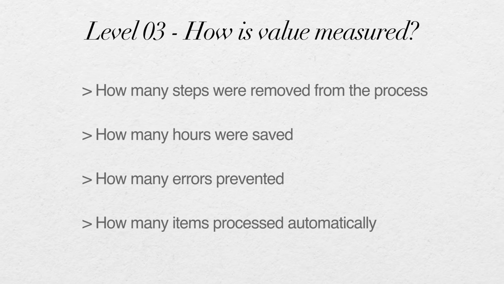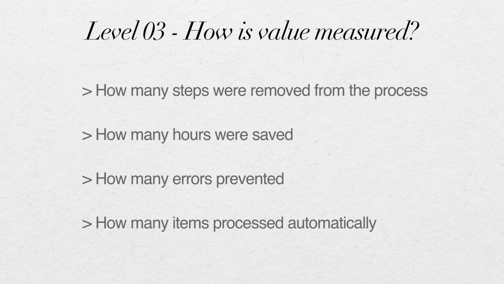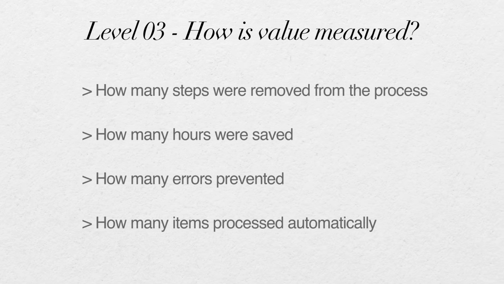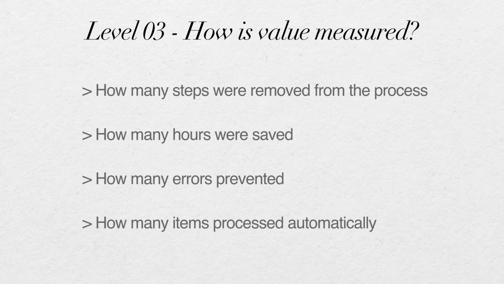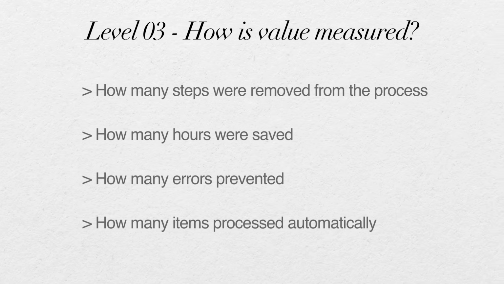At level 3, value is measured in how many steps were removed from a process, how many hours were saved, how many errors were prevented is another big one if you're doing more technical things, and how many items were processed automatically. And at level 3, we are really starting to see serious value. It's not just hype anymore. It is tasks being automated that otherwise would have taken a human hours to do.